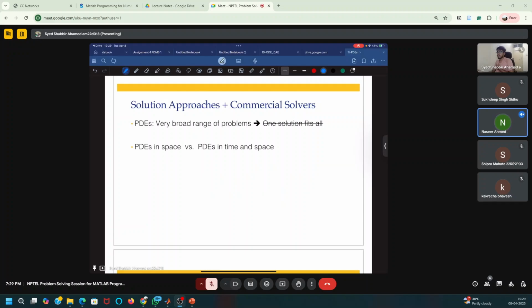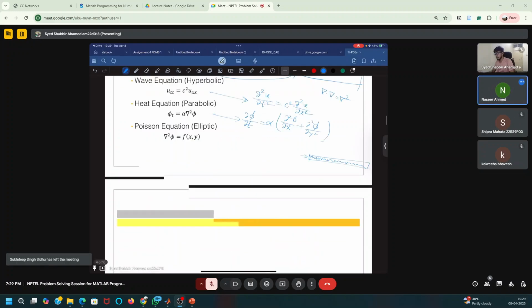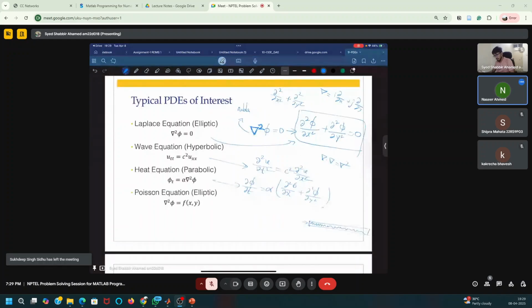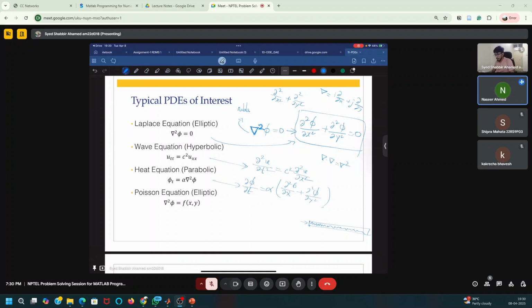Sir, can you just go to the previous slide where you have all the PDEs? Coming to the wave equation, we have a second derivative in time. In the heat equation, we have a first derivative in time. Now, the wave equation has one special term, that is x. When we are talking about classification of PDEs, the concept was two dimensions. So when we are talking about classification of PDEs, time also will be taken as a special term.